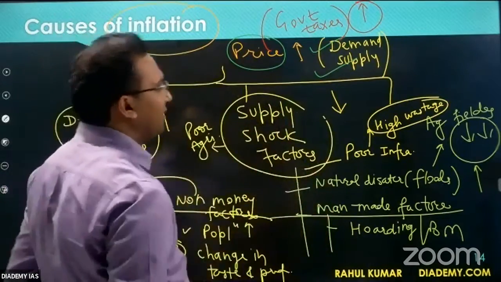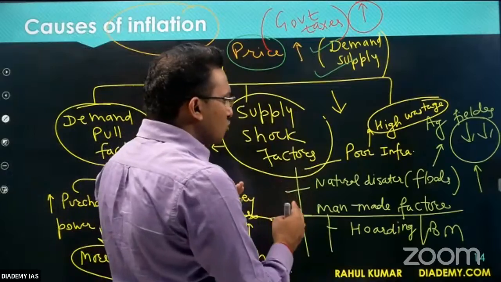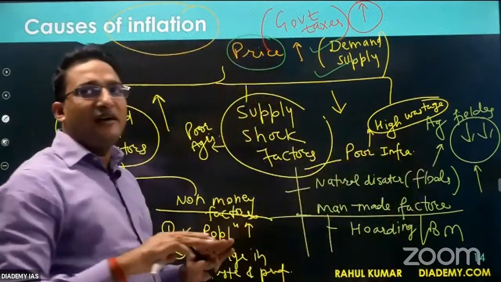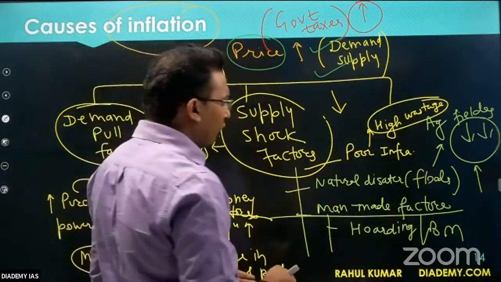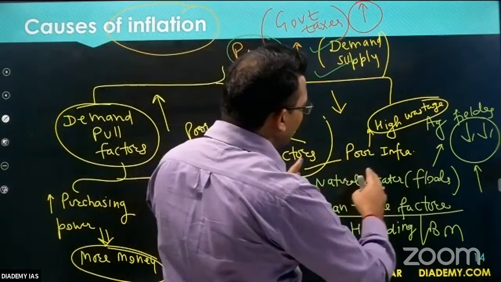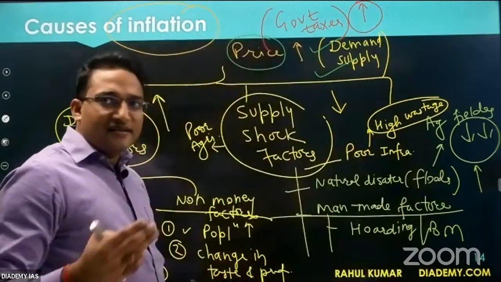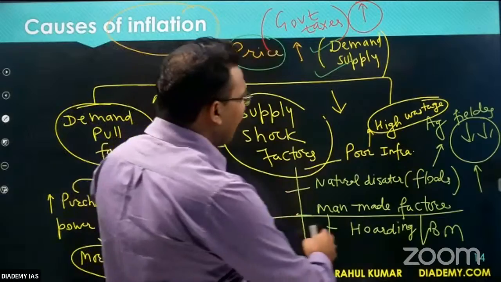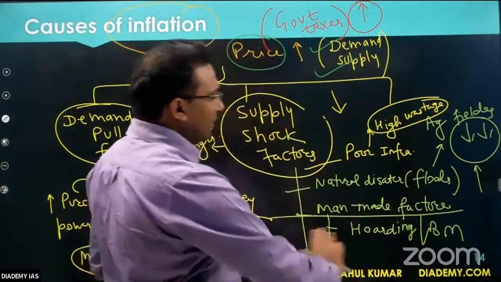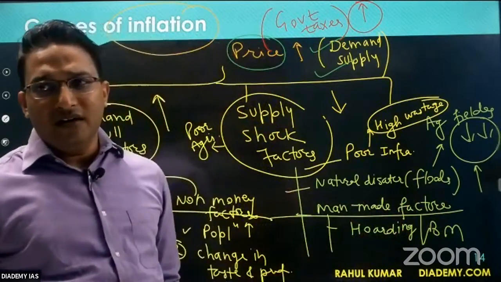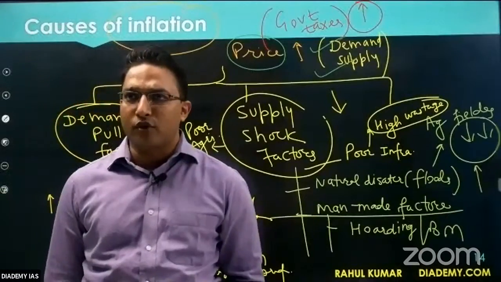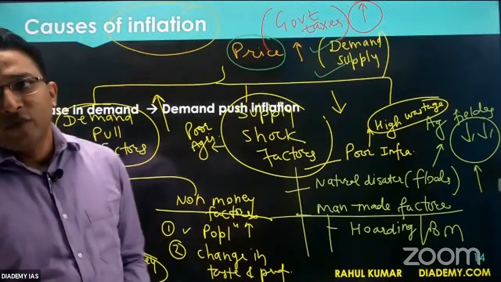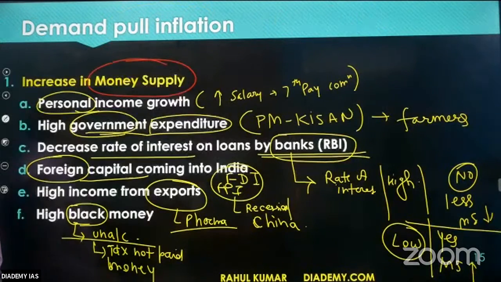Now why does the supply decrease? It decreases because of many factors. Either it can be because of poor infrastructure. For example, in India we have poor quality of roads, or it can be because of natural disasters like floods and droughts etc., and man-made factors can also be there. For example, people start black marketing and holding the products, right? So it can be because of any of these reasons, right? So I have discussed everything in detail, right?